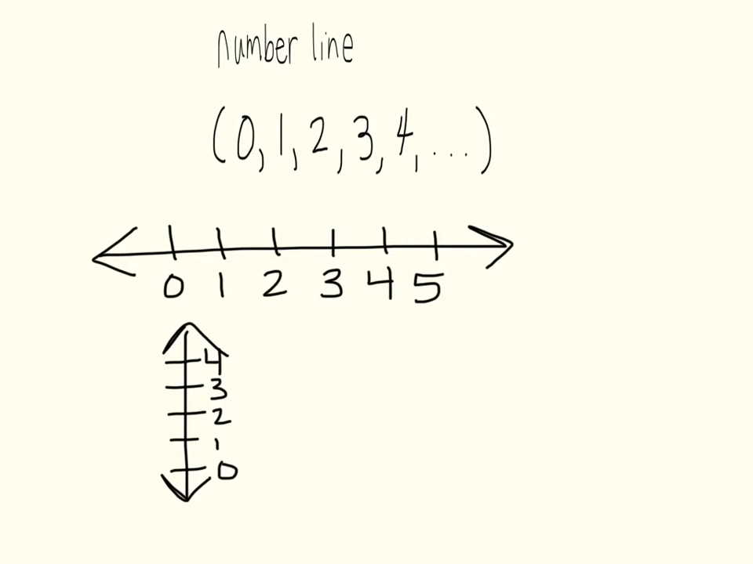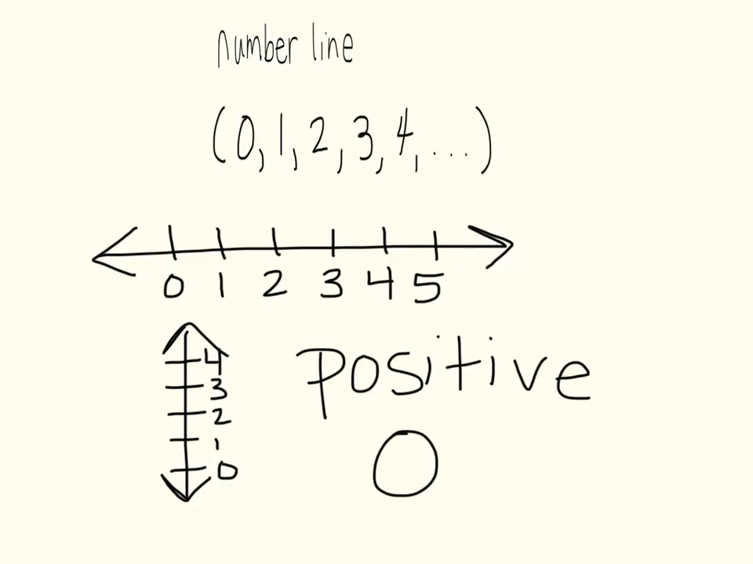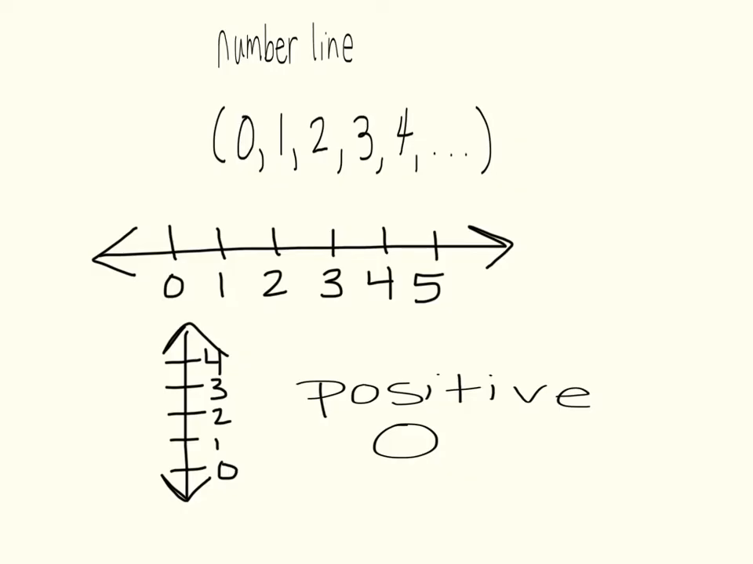In these number lines, we are dealing with positive numbers. A positive number is any number that is greater than 0. On a horizontal number line, all positive numbers will be to the right of 0. On a vertical number line, all of those positive numbers will be above the 0.